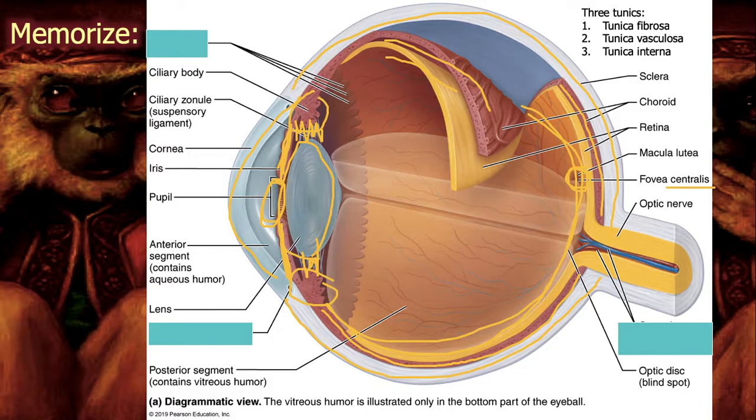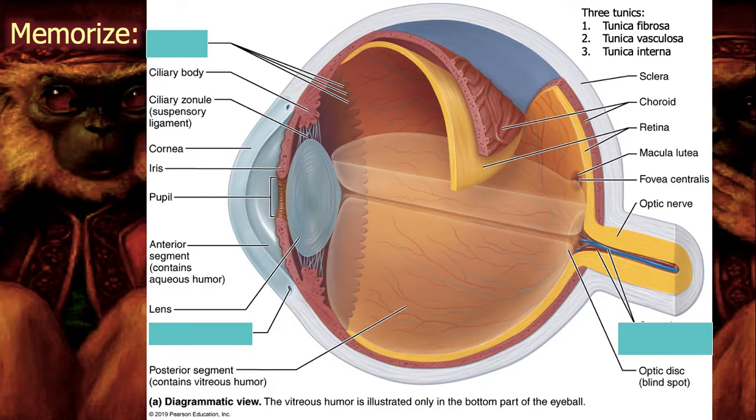So the fovea centralis and the macula is the highest visual acuity. Then you have your blind spot, or your optic disc. There are no rods or cones on your optic disc, so you have no vision at that spot. And the reason you have no vision at that spot is because that's where the optic nerve exits the eyeball. So there's no room for rods and cones there.